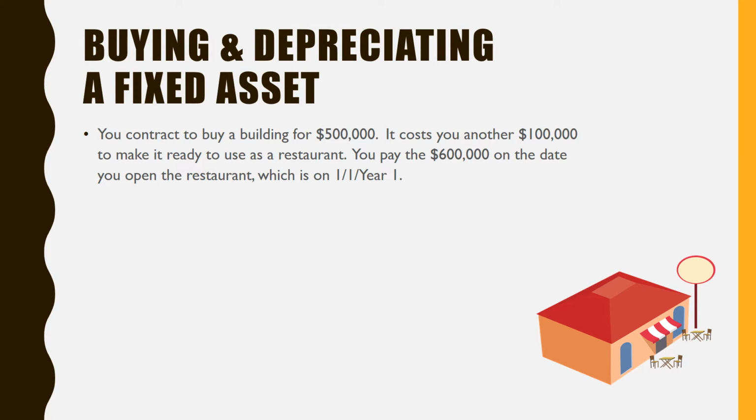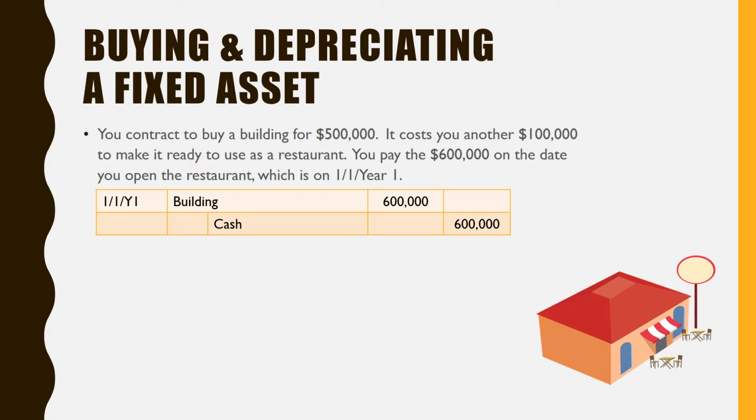I'm going to be opening a restaurant, and so I contract to buy a building for $500,000, and then it costs me another $100,000 to make it ready for use. To make life easy, I pay the whole $600,000 on the date I open the restaurant. The journal entry is the same thing you'd do if I didn't confuse you.